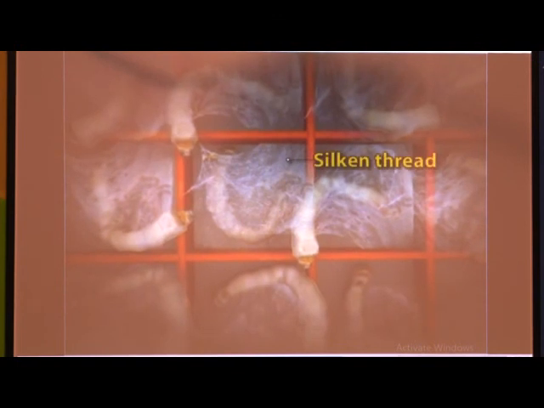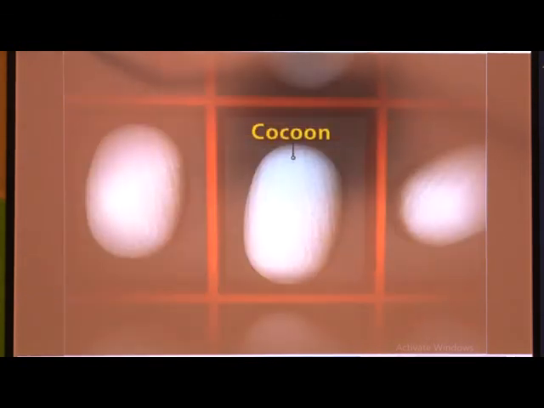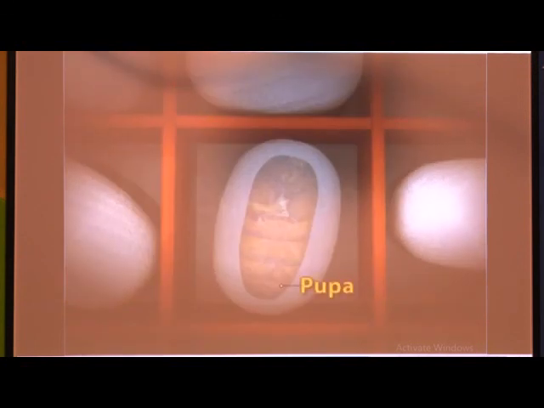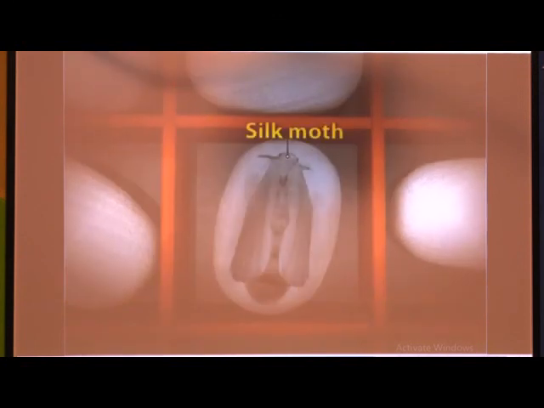Each larva then produces a single continuous silken thread and wraps this thread around itself to form a protective case called a cocoon. The cocoon formation completes in 3 days. The larva first changes into a pupa and then into an adult silk moth which breaks the thread of the cocoon and comes out of it.